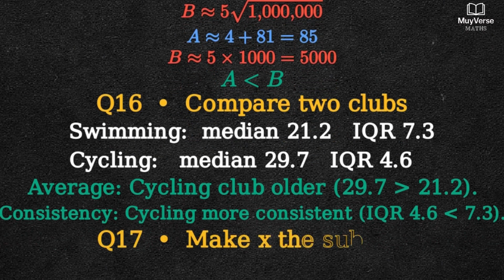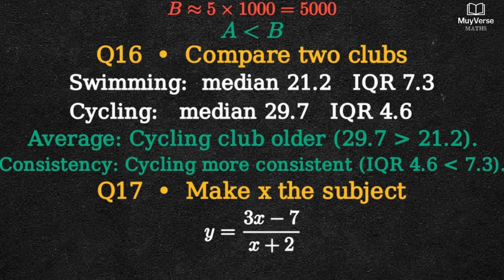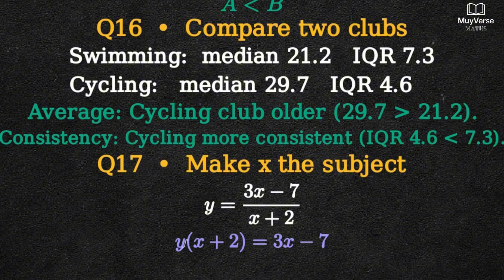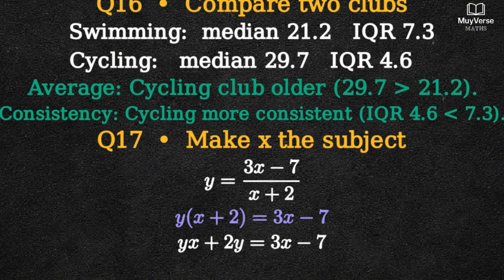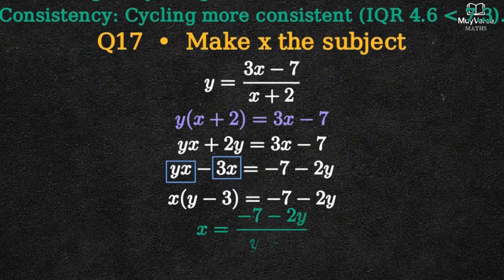Question 17. Rearrange to make x the subject of the formula y equals (3x minus 7) over (x plus 2). Show the starting equation. Multiply both sides by x plus 2. Expand the left side. Collect the x terms on one side. Factor out x. Divide to isolate x. Tidy the fraction.